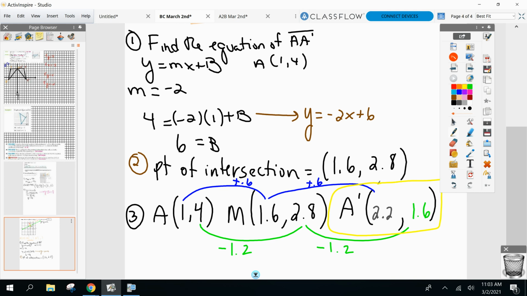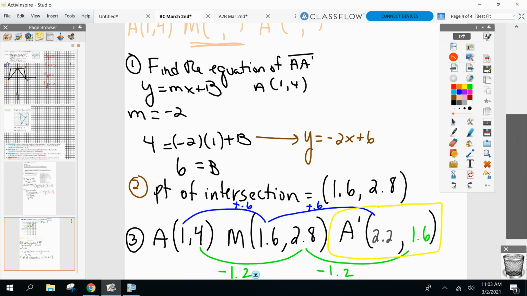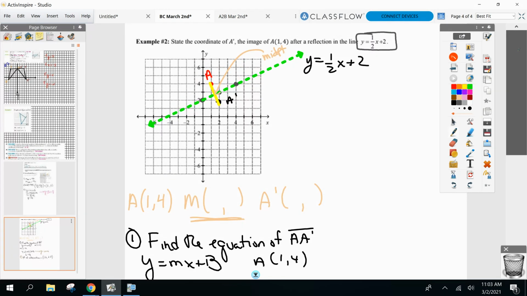And if you want a quick check, let's see if we're in the ballpark. Make sure you're on the other side of the line here. 2.2, 1.6. Let's go back up to our graph. Let's see. 2.2, about 1.6. Yeah, I was off a little bit, but hey, it's definitely on the other side of the line where I need it to be.